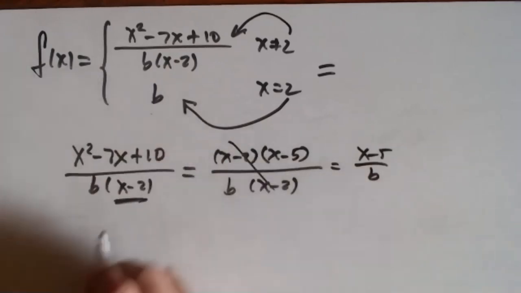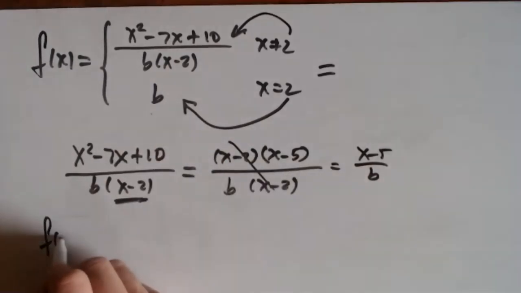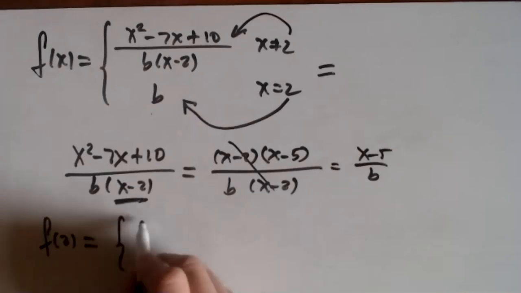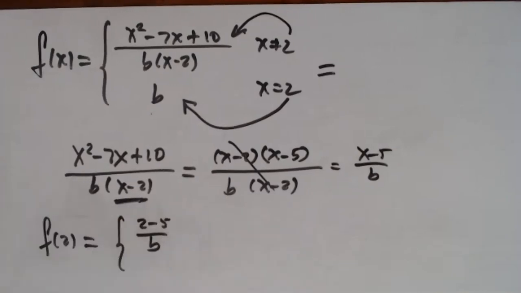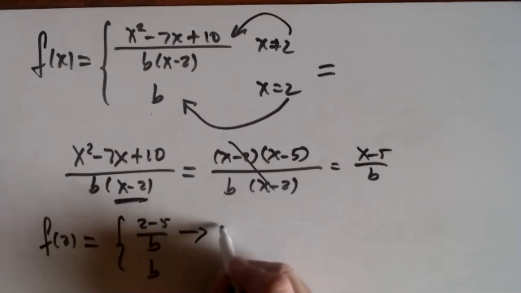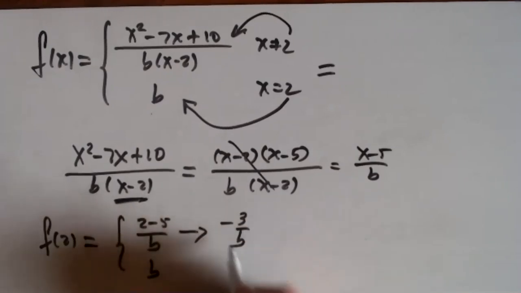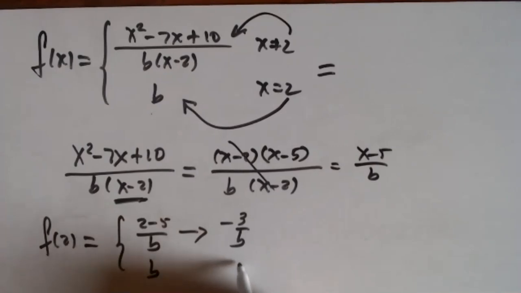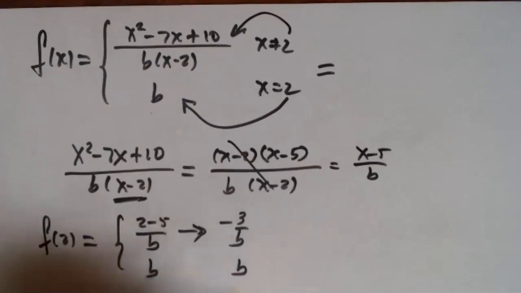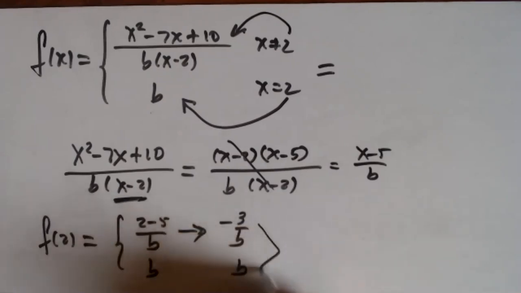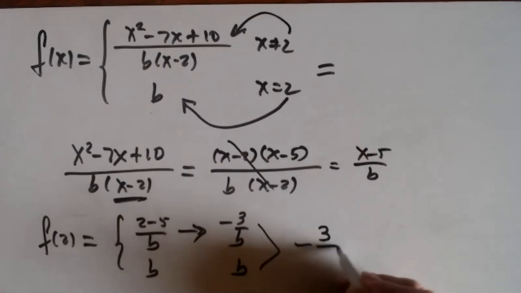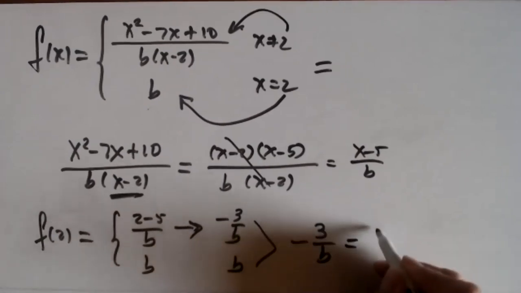So f of 2 is going to be 2 minus 5, which is negative 3, and this is going to be b, correct? Now what I have to do is make them equal: negative 3 equals b.